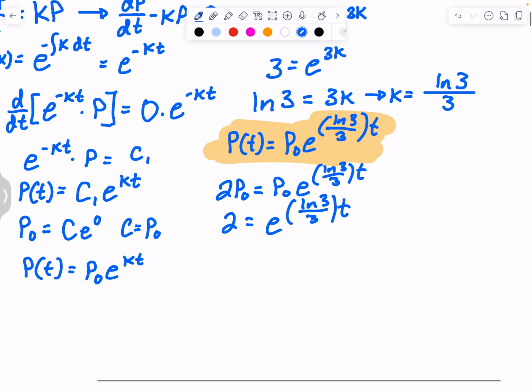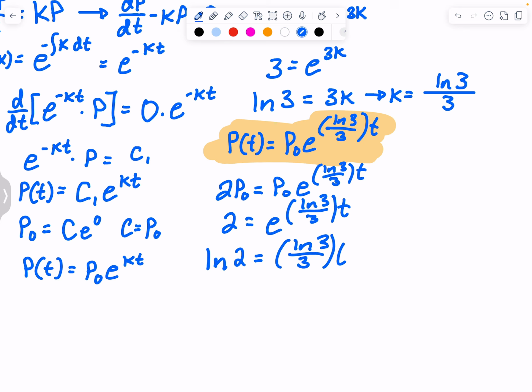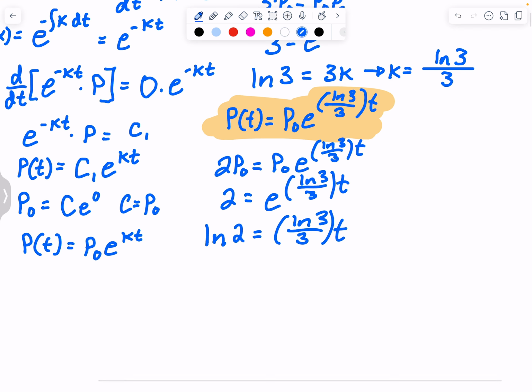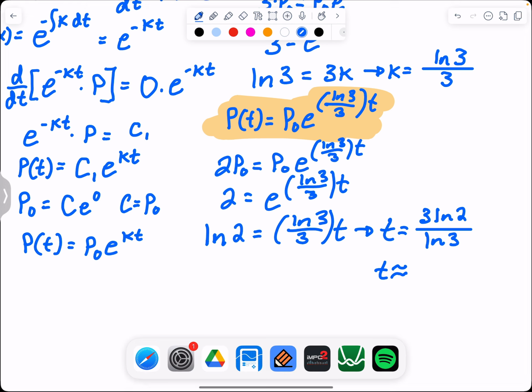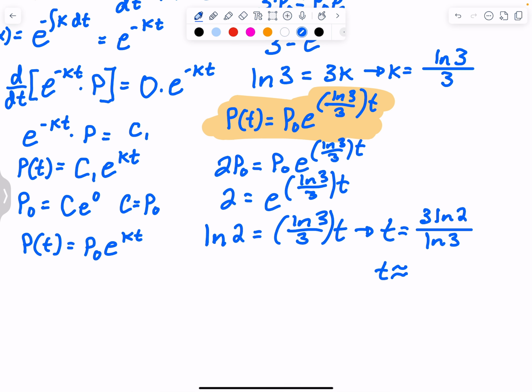So I'm rewriting now without those. Again, I have e to a power equals a number. This is an ln problem. I get ln of 2 equals ln of 3 over 3 times t. The e's gone. This gives me t. I'm going to go right here to do this because I want a little bit more room since we have to do quadruple. I would multiply by the reciprocal, so I'm going to get 3 ln of 2 over ln of 3. And now I can use my calculator to get that approximation.